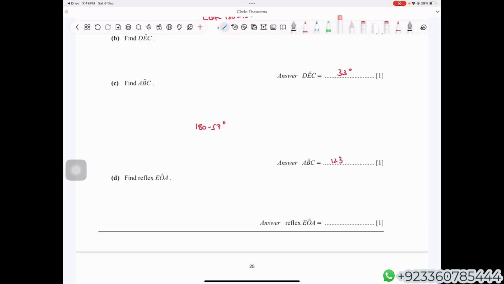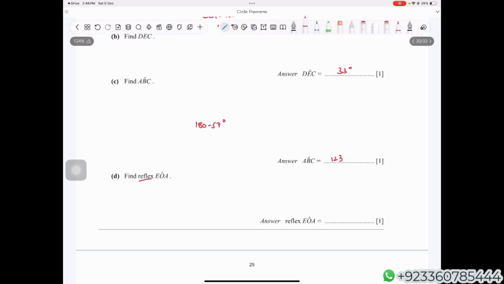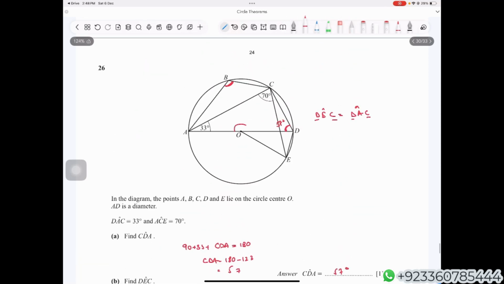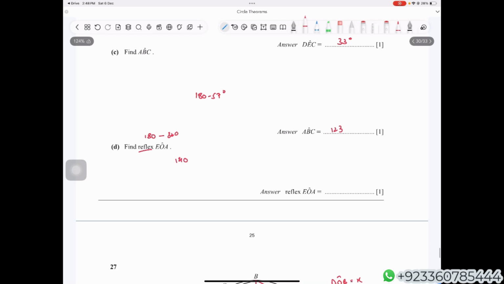Now you want to find the reflex EOA. For those of you who don't know, reflex is basically an angle that is greater than 180 and less than 360. So it comes between 180 and 360. So reflex EOA will be this angle. Now to find this angle, let's say we find AOE. If we subtract this angle from 360, we will get the reflex. Now EOA over here is twice the angle at the circumference, so it's going to be 140 and this will be 360 minus 140, which is going to equal 220 degrees. I hope this is clear.